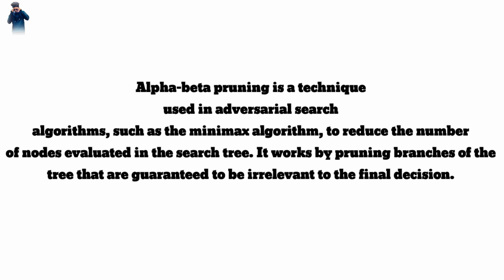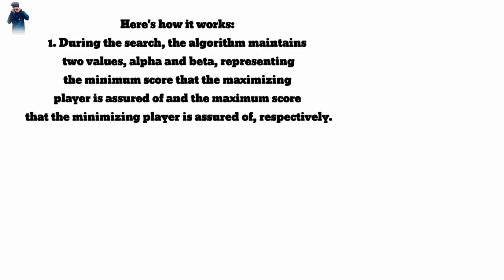Alpha-beta pruning is a technique used in adversarial search algorithms, such as the minimax algorithm, to reduce the number of nodes evaluated in the search tree. It works by pruning branches of the tree that are guaranteed to be irrelevant to the final decision. Here's how it works.